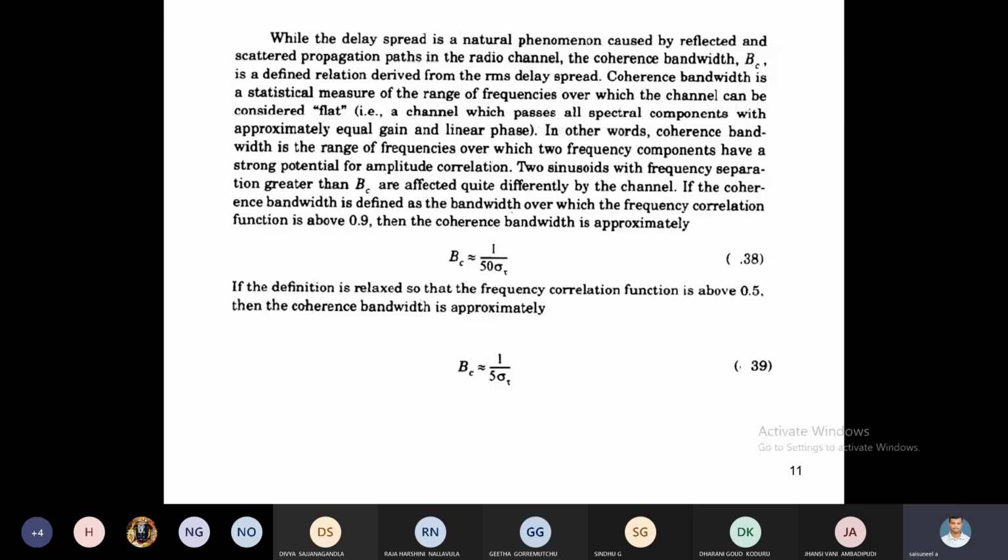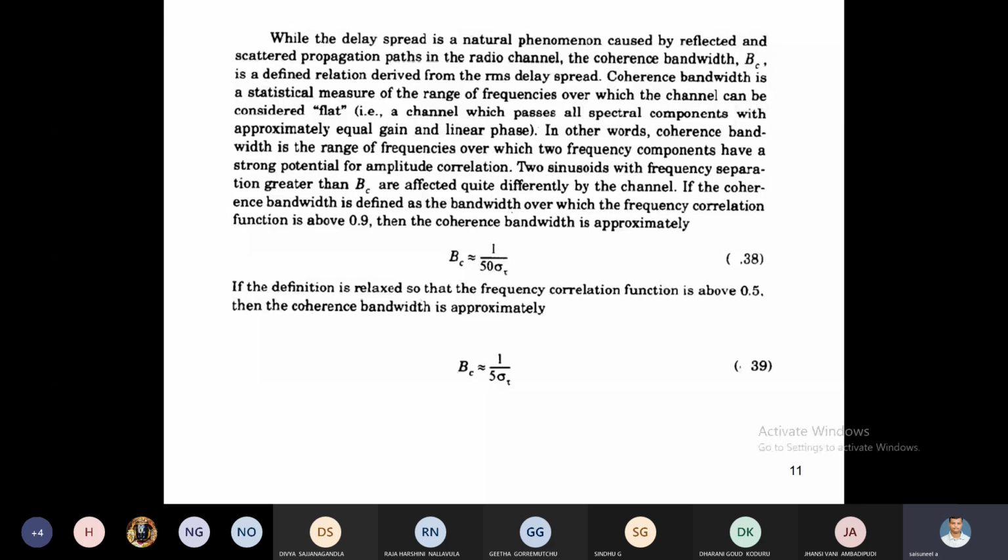Here, a range of frequencies over which the channel can be considered flat, nothing but all the spectral components approximately having equal gain and linear phase. Linear phase, that is nothing but flat.